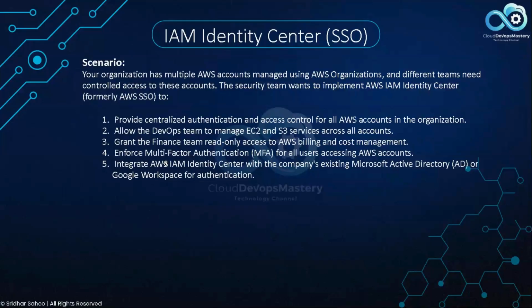Fourth one is enforce multi-factor authentication for all users accessing AWS accounts. Fifth one, integrate AWS IAM Identity Center with the company's existing Microsoft Active Directory or Google Workforce for authentication. Here, anyway, we are not going to use our AD or any Google Workforce for authentication. We are going to use the AWS native one. Okay, so let's jump into the lab. We'll see how things work over here.